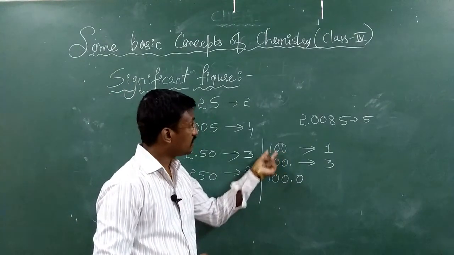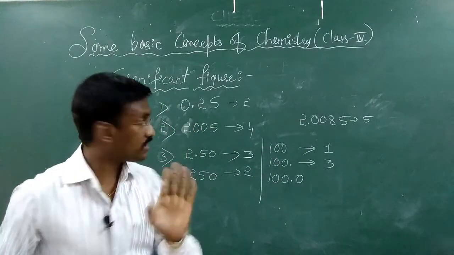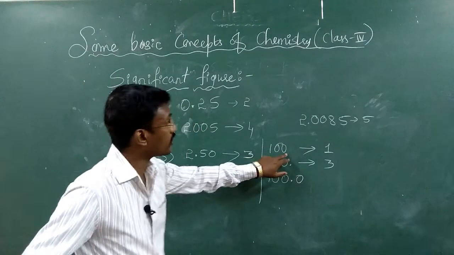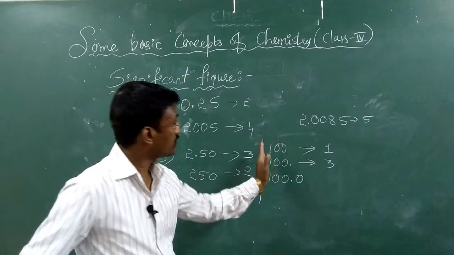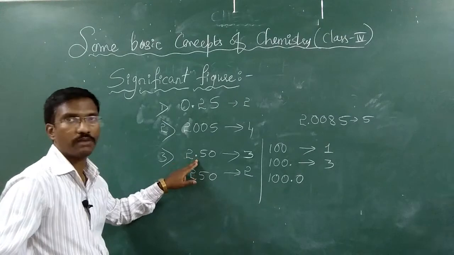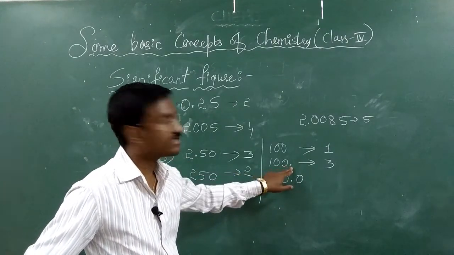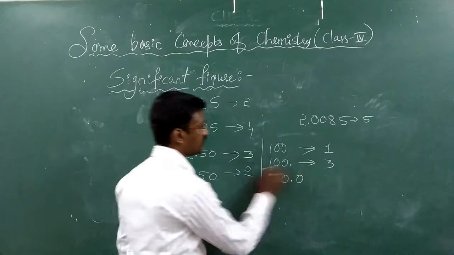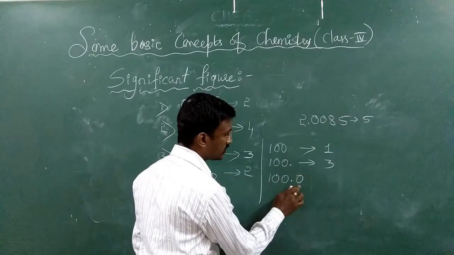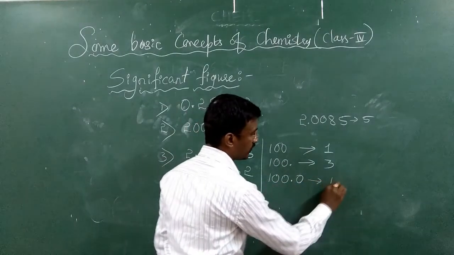It means after the non-zero terms, zeros at the right side are not considered. But zeros at the right side are considered if they are present after the decimal point. If the decimal point is there, then we consider them. Here it is 3, and after the decimal point 10 is there, so including that, 1, 2, 3, 4. The significant figures are 4.